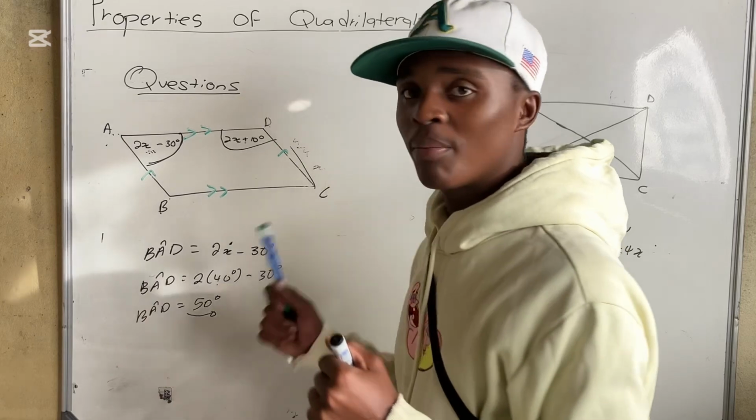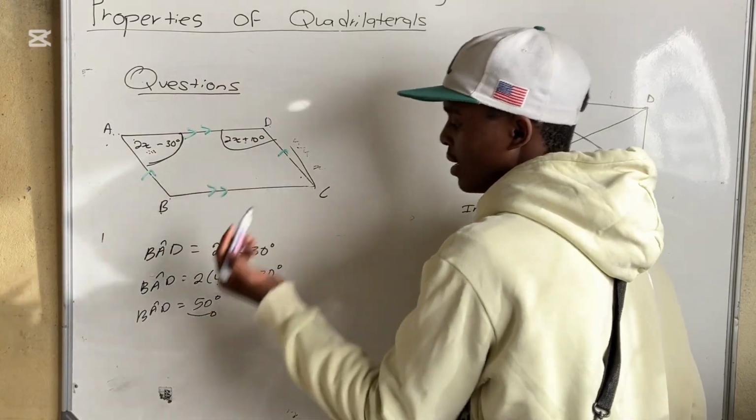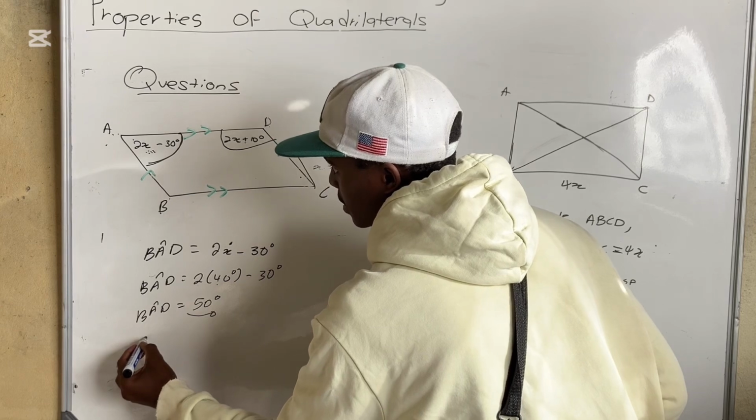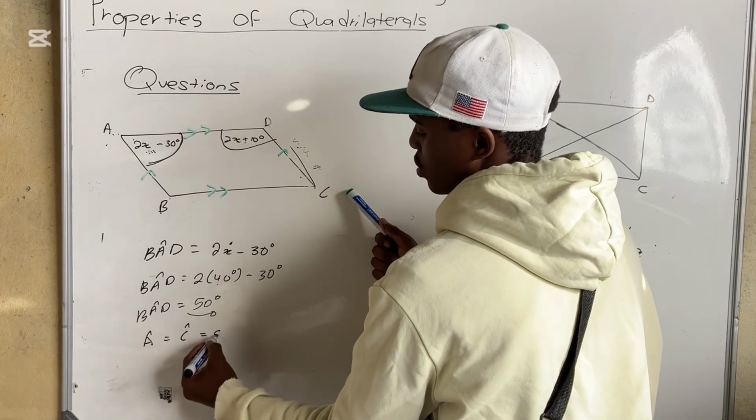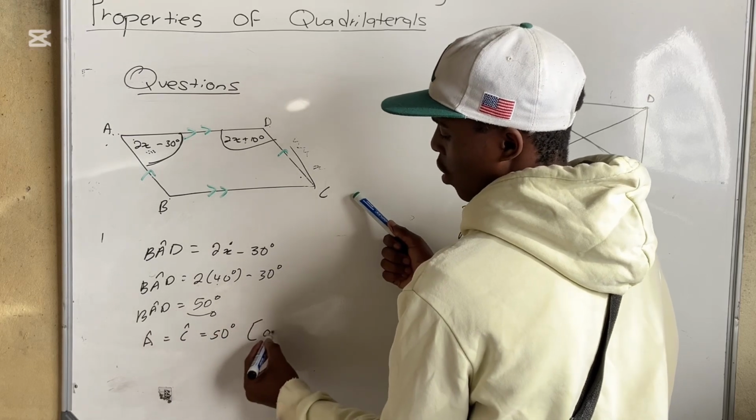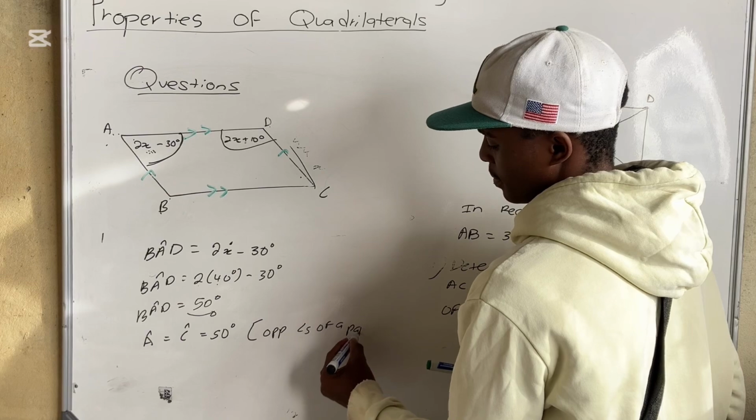And remember, the properties of a parallelogram says this angle and this angle are equal. So angle A is equal to angle C equals to 50 degrees. Reason: opposite angles of a parallelogram.